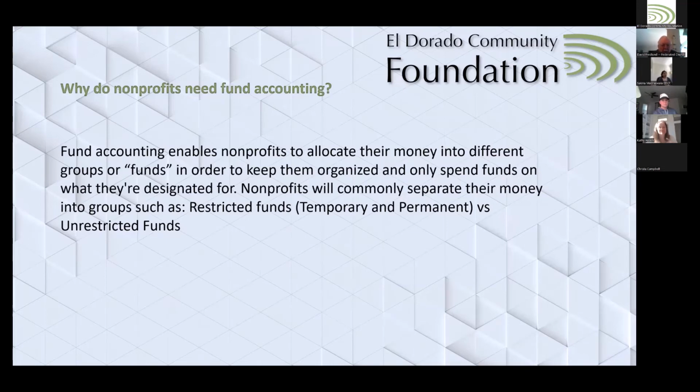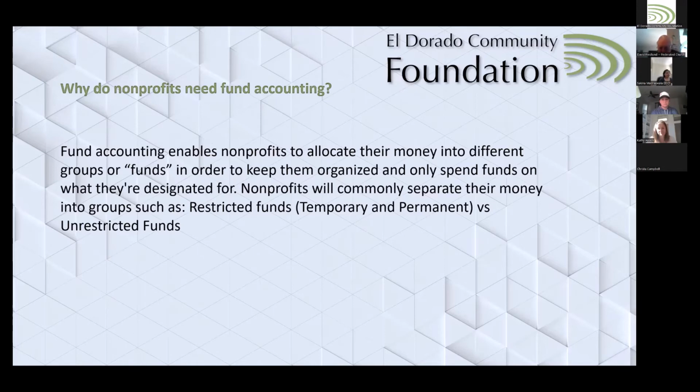So why do nonprofits need fund accounting? And this is fun. This is where I will answer all your questions on restricted and unrestricted. Fund accounting enables nonprofits to allocate their money into different groups of funds in order to keep them organized and only spend funds on what they're designated for. Nonprofits will commonly separate their money into groups such as restricted and unrestricted funds.